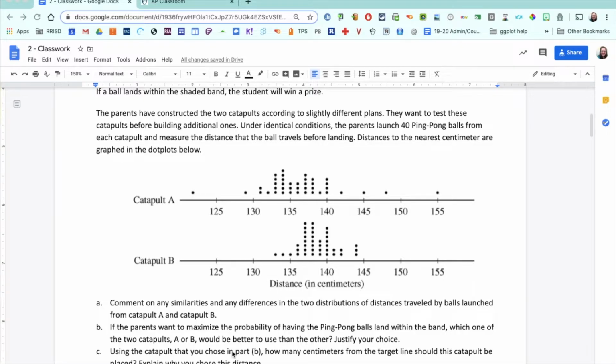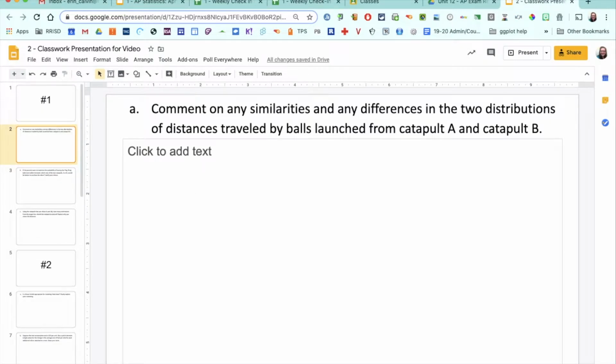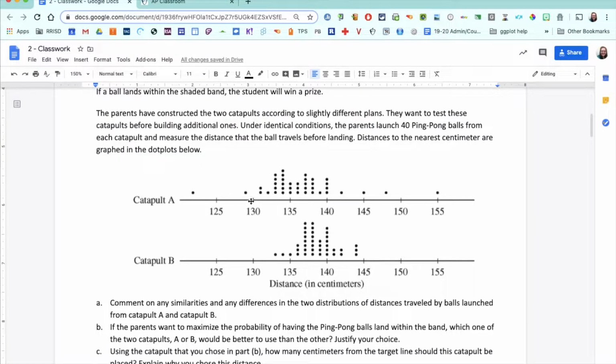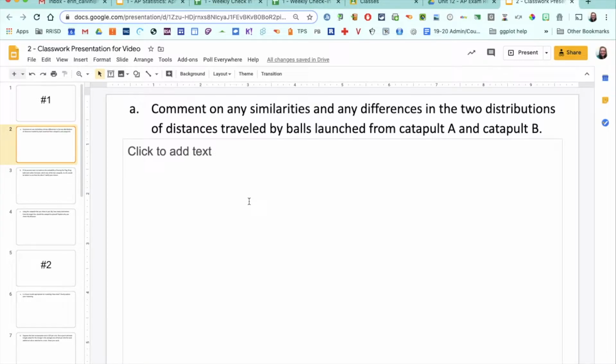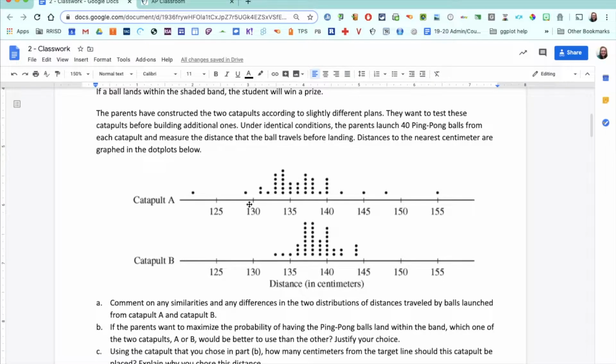So we're going to look at part A: comment on any similarities and differences that we see in the two distributions. I first want to talk about, and I put this as a hint, that when we are comparing or describing numerical graphs, we should be talking about the center, shape, and spread. So CUS and BS: center, unusual features, shape, and spread. Unusual features is not always a must. It kind of just depends on the situation if they specifically ask you about it. Typically, an AP exam free response question isn't going to count off if you don't mention outliers, especially if it's not super clear that something is for sure an outlier.